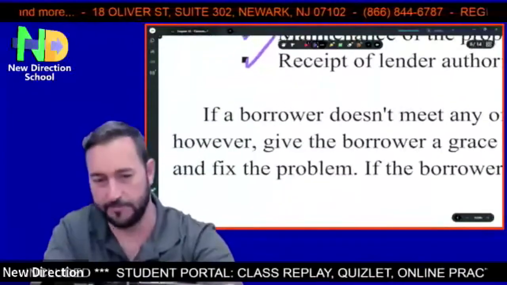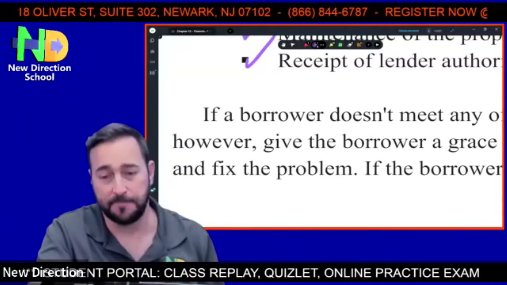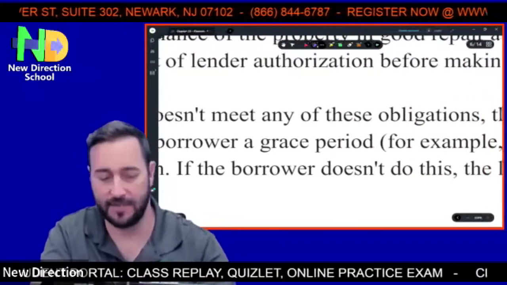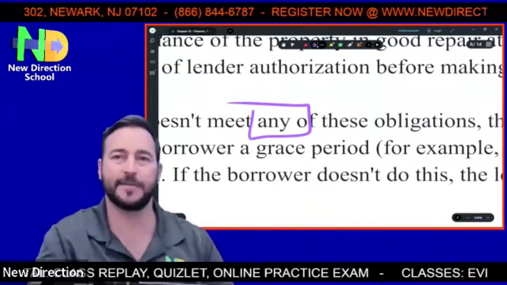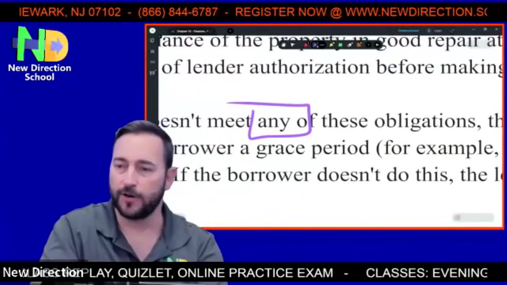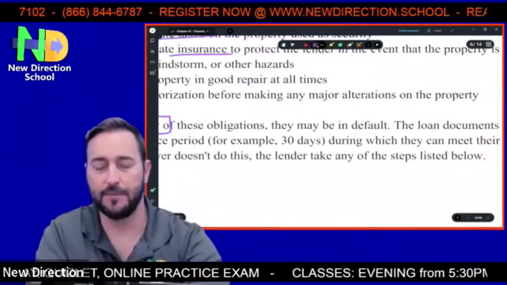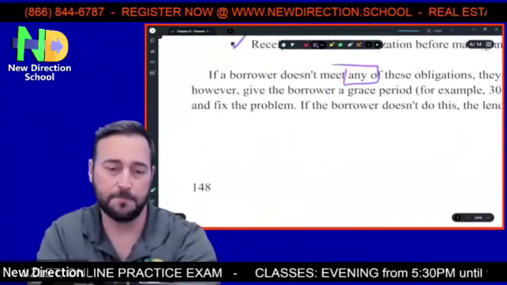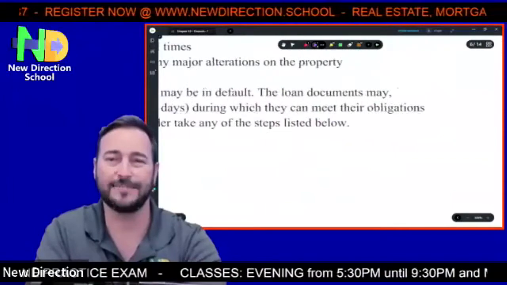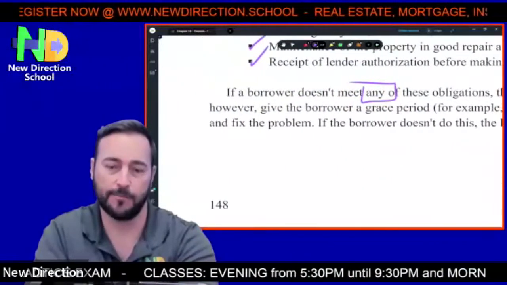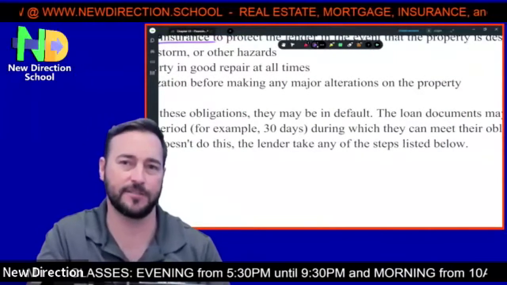Now, if a borrower, Connie, didn't do things right, doesn't have permits, doesn't have anything: if the borrower does not meet any of these obligations, notice how it says any. Most of the time it's because you didn't pay the mortgage, right? But if you don't meet any of these 6 obligations, you may be in default. Loan documents may, however, give the borrower a grace period, for example 30 days, during which they can meet their obligations and fix the problem. If the borrower doesn't do this, the lender can take any of the steps listed below.